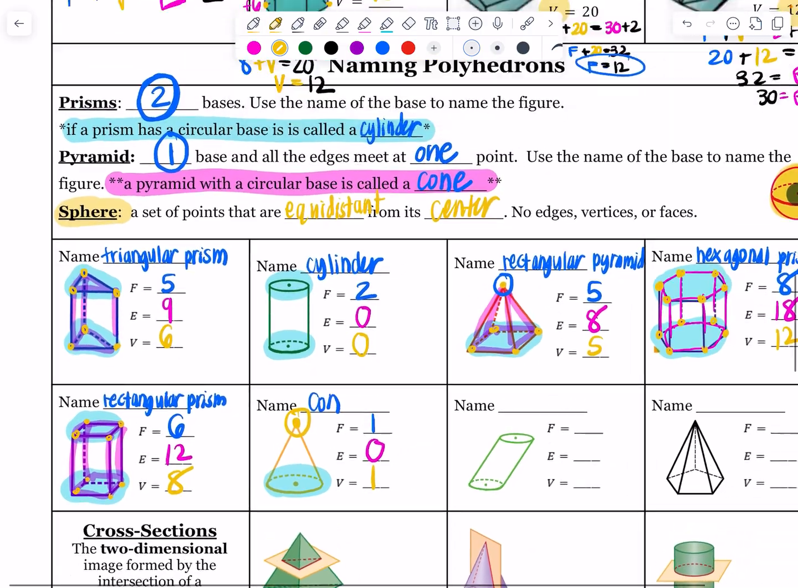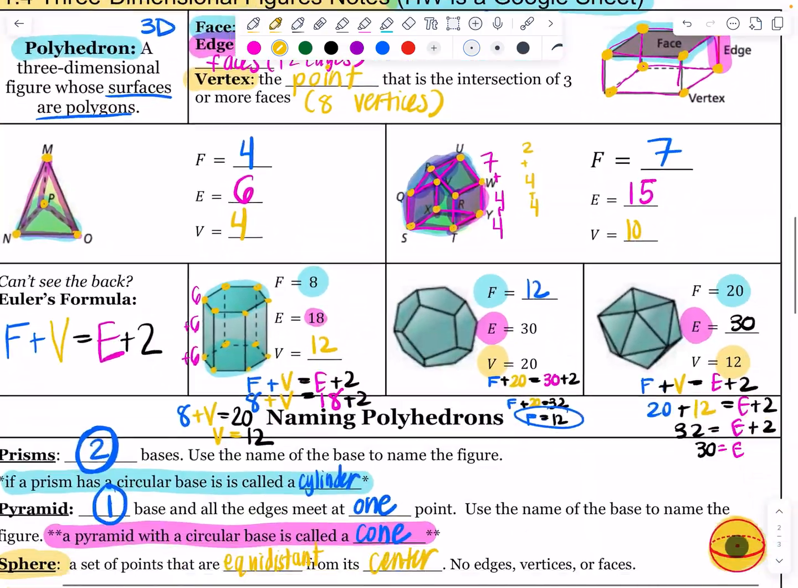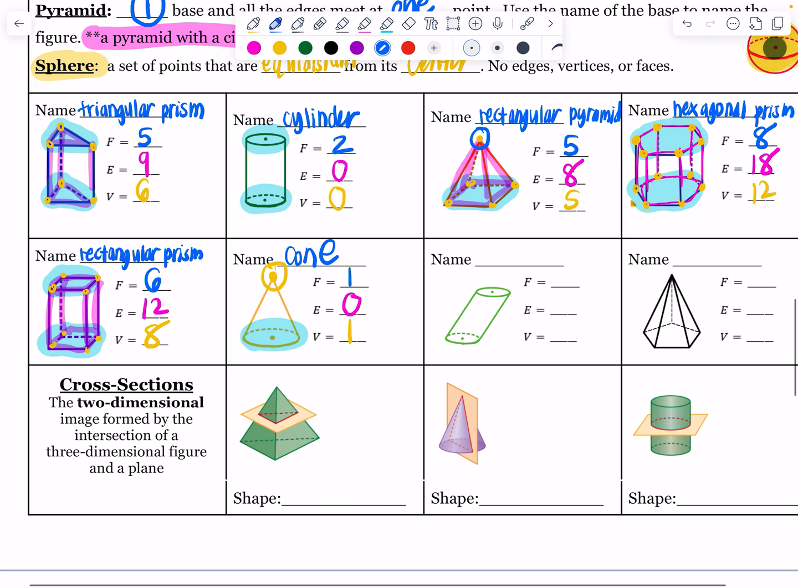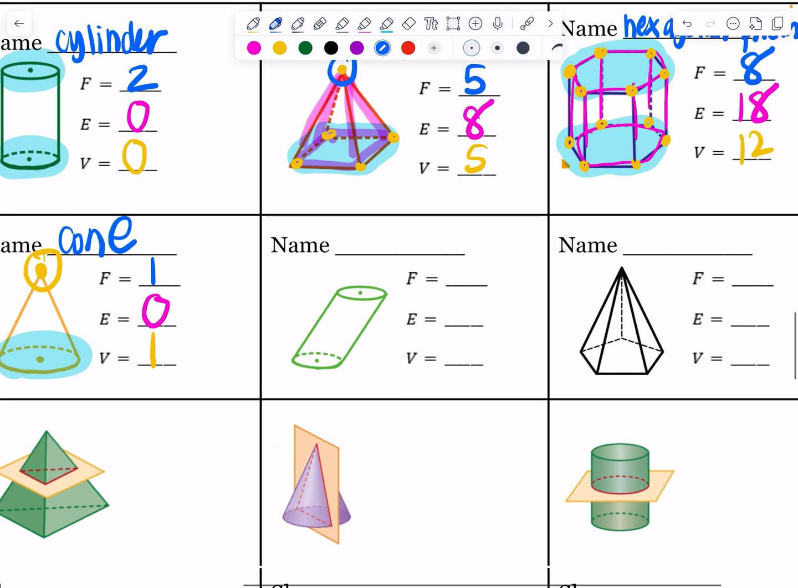Okay? So the faces are defined as the flat surfaces. That does have a flat surface. That's going to be the cone. Let's go ahead and put that there. All right, and so it does have a circular base. That's one of my faces, but it has no edges, and it only has the 1 vertex. Okay? All right, again, we have another cylinder right here.